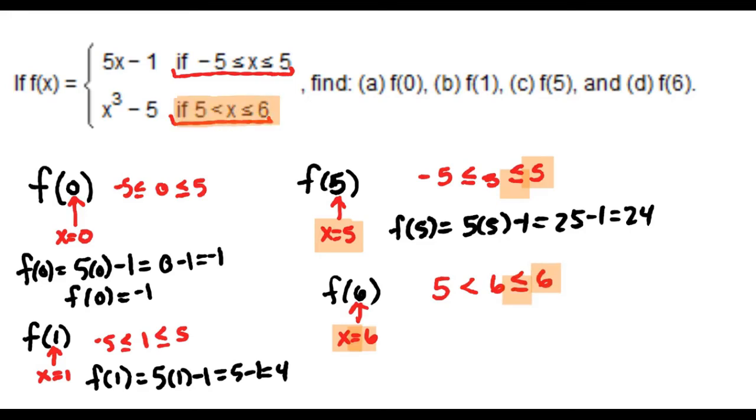So this time we'll use the second equation, x cubed minus 5. So f of 6 is 6 cubed minus 5. 6 cubed is 216, and 216 minus 5 is 211. So f of 6 is 211.